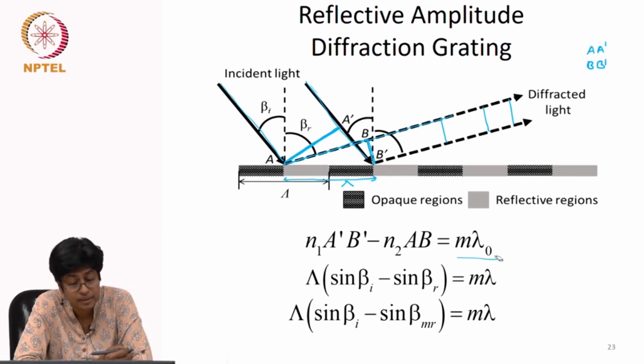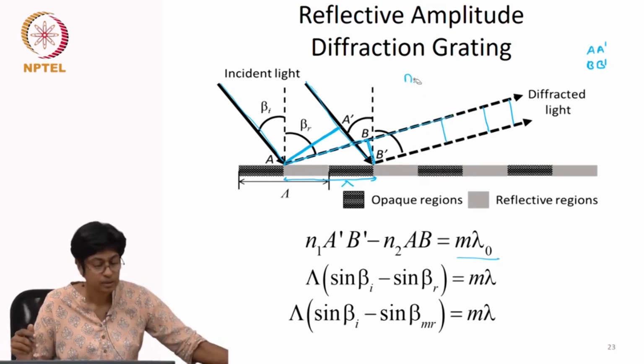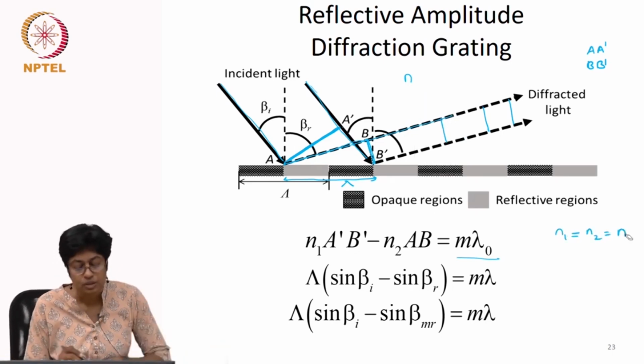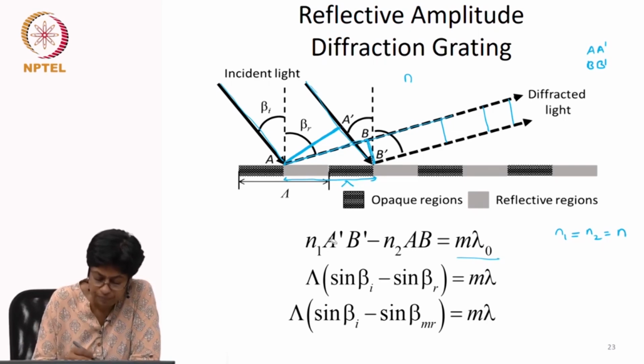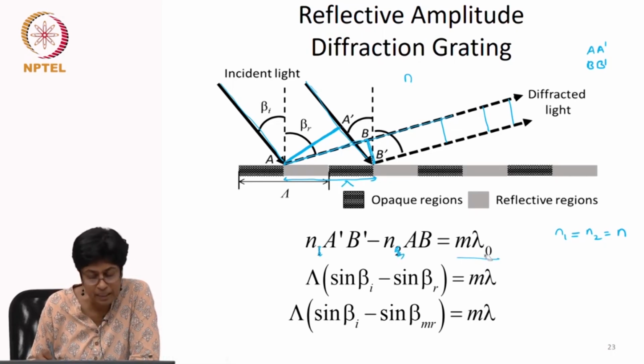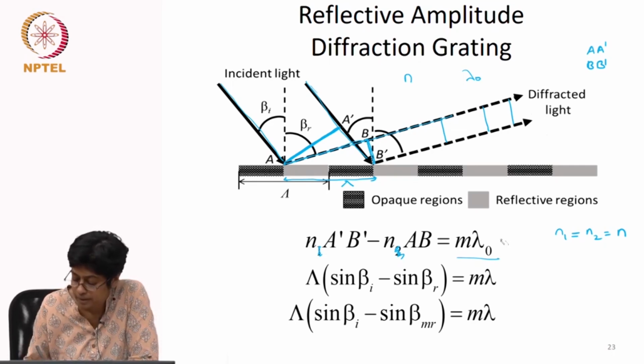So if I look at the path length difference between these two rays, they must be some multiple of the wavelength. Now let's assume this medium is of refractive index N. That means N1 is equal to N2 is equal to N. So the path length traveled from A dash to B dash, I've put it as N1 here, but it's all the same refractive index. This one has traveled A to B in the same refractive index, so these are both N. And if the difference in these path lengths is a multiple of lambda in this region, then I will have constructive interference.